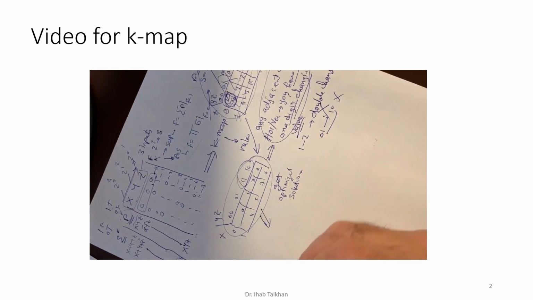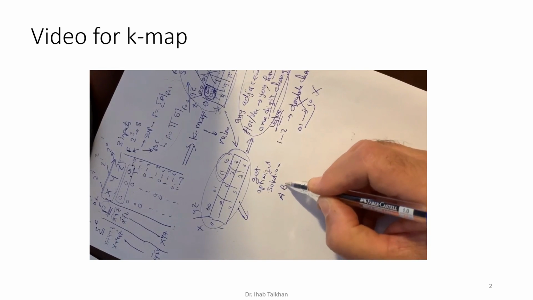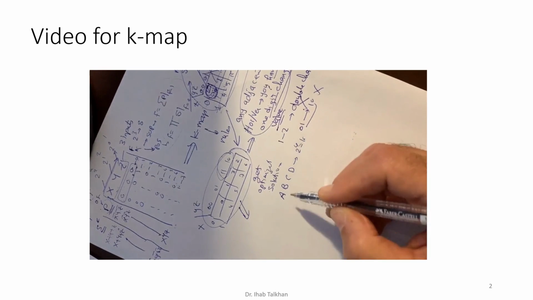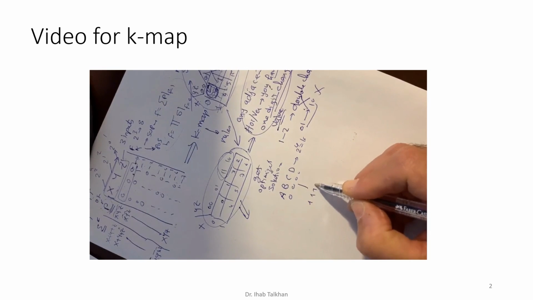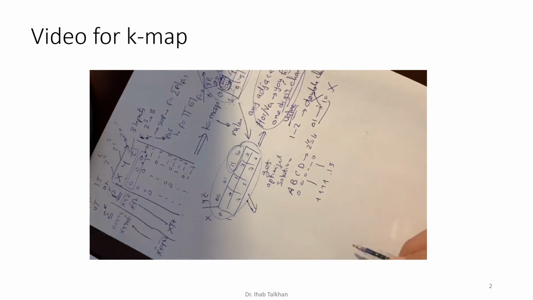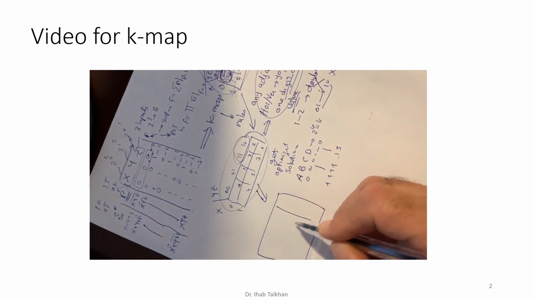Now, if you have 4 inputs, you have A, B, C, D. 4 inputs means what? 2 power 4 equals 16, which means that you start from 0, 0, 0, 0 and end up at 1, 1, 1, 1. So you need to start from row 0 to row 15. So in order to draw the map for this one, you are going to have 16 cells like that.